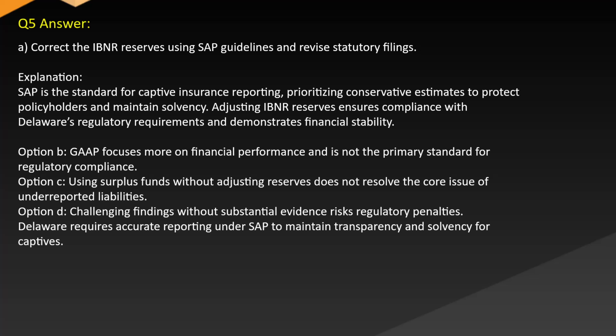Option B. GAAP focuses more on financial performance and is not the primary standard for regulatory compliance. Option C. Using surplus funds without adjusting reserves does not resolve the core issue of underreported liabilities. Option D. Challenging findings without substantial evidence risks regulatory penalties. Delaware requires accurate reporting under SAP to maintain transparency and solvency for captives.